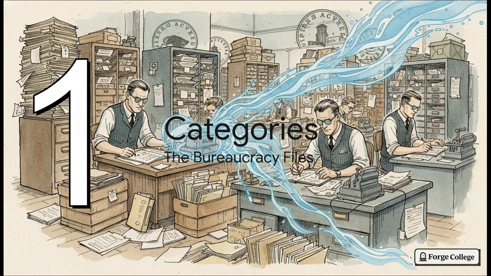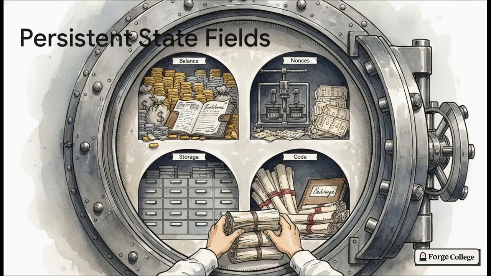Section 1. Categories of state. Meet the files of the bureaucracy. To make sense of Ethereum's state, I actually want you to imagine the network not as this high-tech supercomputer, but, well, as a super unforgiving, incredibly strict 1950s accounting bureaucracy. In this setup, there are literally only 4 things that the head accountant considers real permanent ledgers. We call this the canonical state.